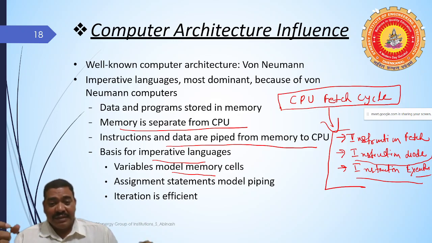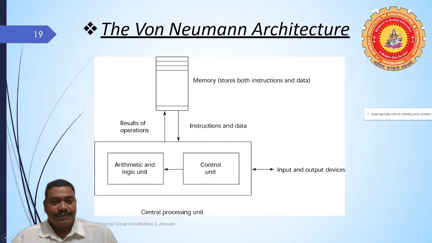Then assignment statements and the model of piping. You know the assignment statement: A is equal to B, B will be assigned to A. This type of statement is modeled. And iteration is efficient. Iteration means a loop, so a number of loop structures are there, like while loop and for loop. Iteration is a requirement of this, meaning repeated execution of the instructions.